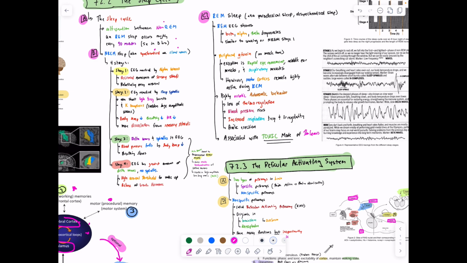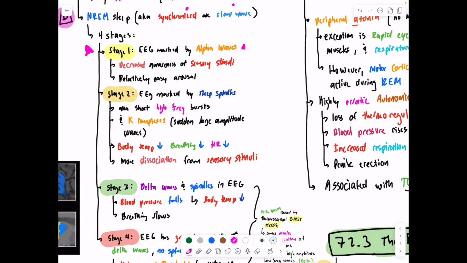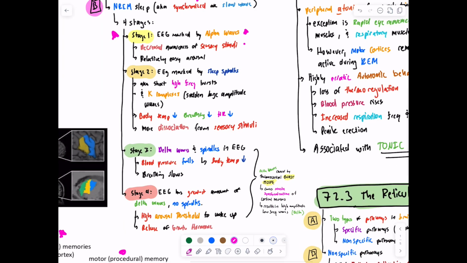The 4 stages are: stage 1 is marked by alpha waves. You may remember we had gamma, beta, alpha, and then delta was our last one, and theta waves were in between. Alpha waves were our starting-to-relax brain waves, and beta waves were the anxious or alert ones. So stage 1 is marked by alpha waves on the EEG. You have decreased awareness, you're starting to go to sleep, decreased awareness of sensory input, relatively easy arousal.